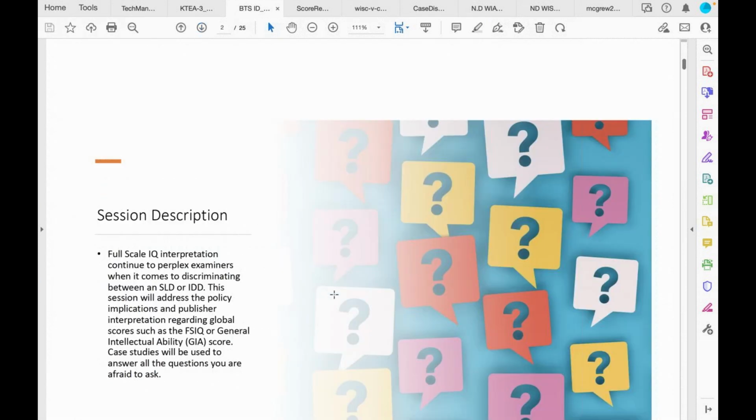All right, let's see. Full-scale IQ interpretation continues to perplex examiners when it comes to discriminating between SLD or IDD. This session will address the policy implications and publisher interpretations regarding global scores, full-scale IQ, or in the case of the WJ, the GIA score. And I'm going to have plenty of case studies to answer all the questions you are afraid to ask.